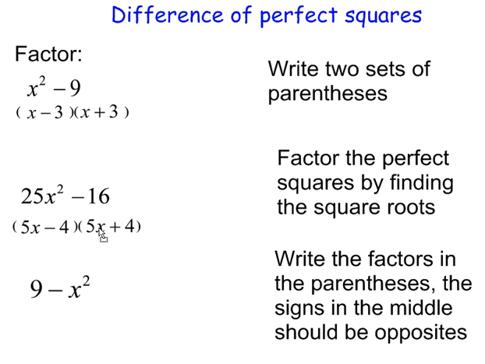And I did forget to mention that the signs in the middle should be opposites. But it was written down. Okay, and the last one, so you got your 2 sets of parentheses, factor the perfect squares by finding the square roots. The square root of 9 is 3, so you're going to get 3 and 3 here. Square root of x squared is x and x. And then the signs in the middle should be opposites.